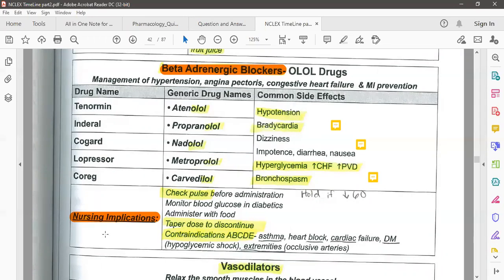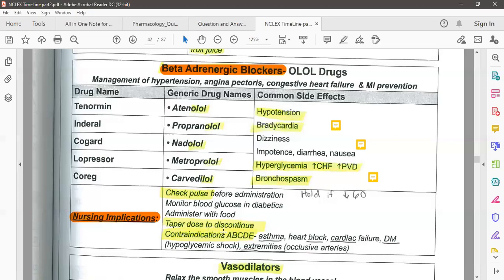So what are the nursing implications? What do we educate our patient about beta blockers? Before giving, check the pulse and monitor blood glucose level in diabetic patients. It is good to administer beta blockers with food. And if the time comes to stop the medication, taper the dose to discontinue. Don't suddenly stop the medication.